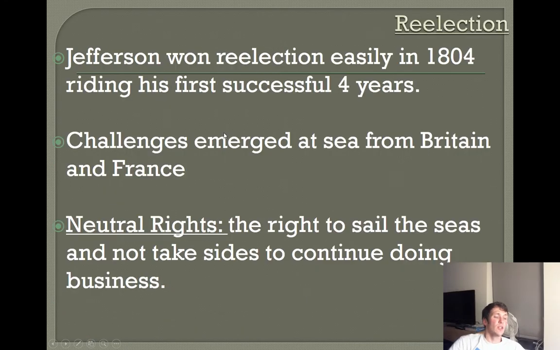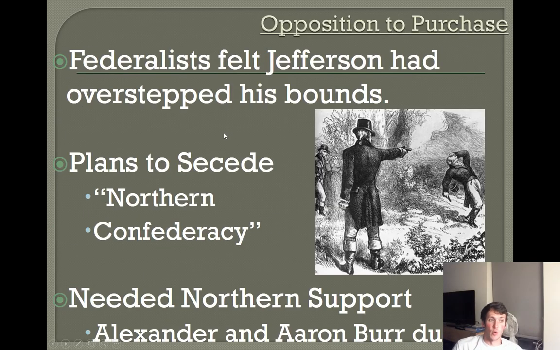So you're going to have some opposition to this, though, right? It's not really what Thomas Jefferson believes, right? He believes in small government, and he just bought, without any real authorization, all this land from Napoleon. So the Federalists are going to feel that Jefferson had really overstepped his bounds.